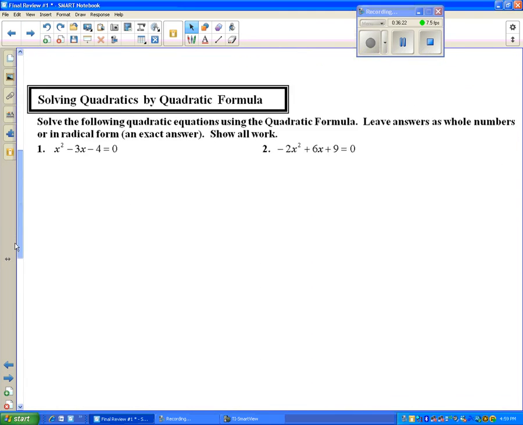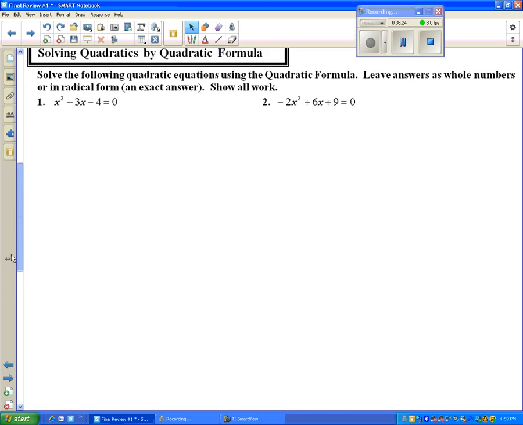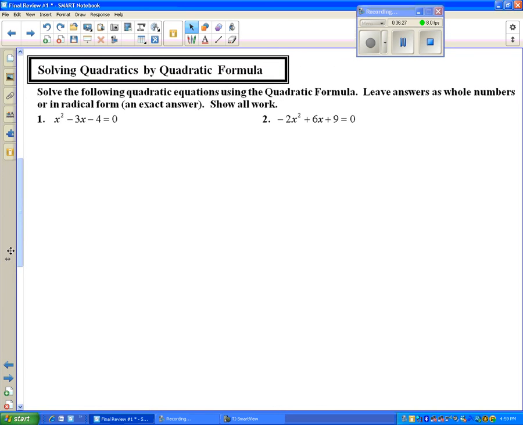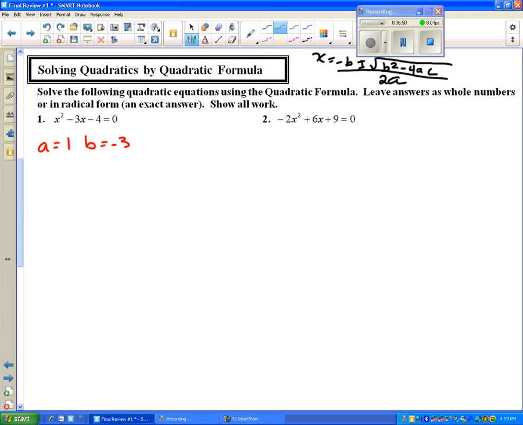Lastly, worst comes to worst, you can always use the quadratic formula, solving quadratics by quadratic formula. You need to know that x is equal to negative b plus or minus the square root of b squared minus 4ac all over 2a. You need to know your quadratic formula. So I come to number 1. A is 1. B is negative 3. C is negative 4. Plug it into the quadratic formula.